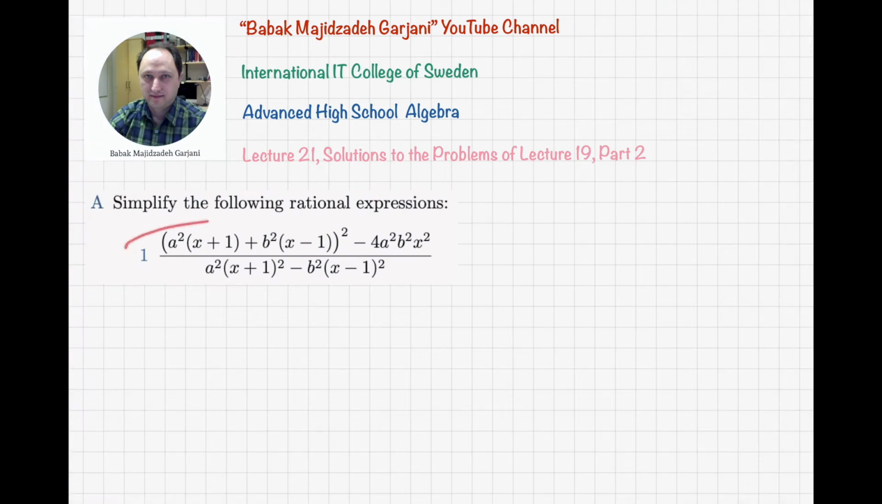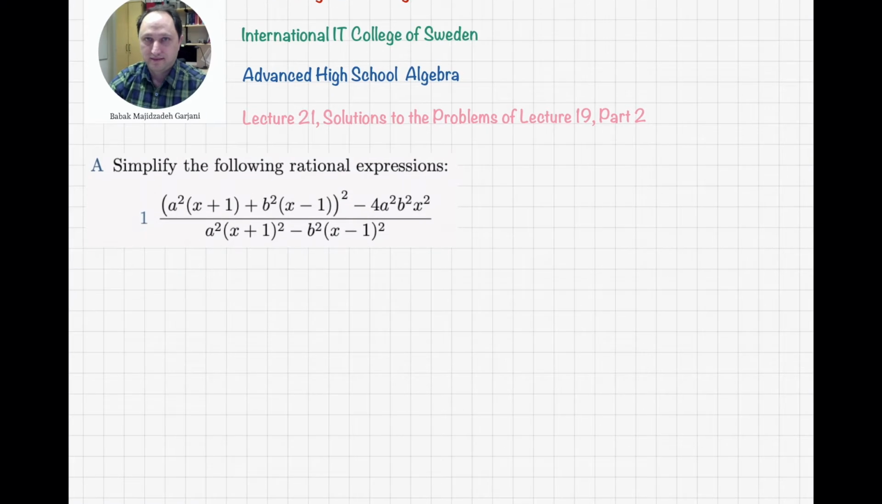Okay, in this problem A, there are several parts. The first part, we're supposed to simplify this fraction that you can see here. If you remember, if I want to simplify a rational expression, I need to factorize the numerator and the denominator separately and try to find the common factors, and then simplify them. Because this seems a little bit long, I will do the numerator and the denominator separately. So I would write the numerator is equal to.